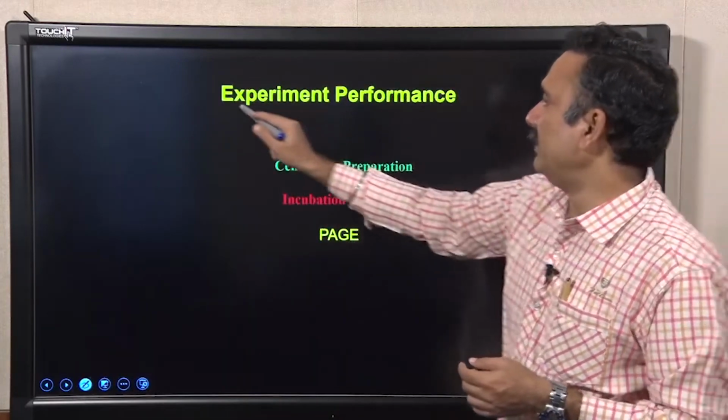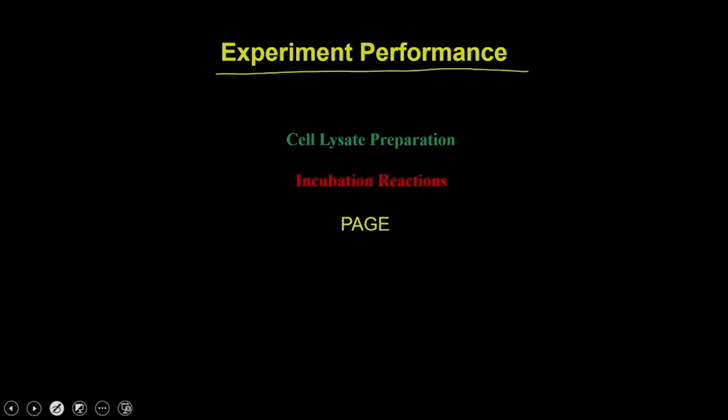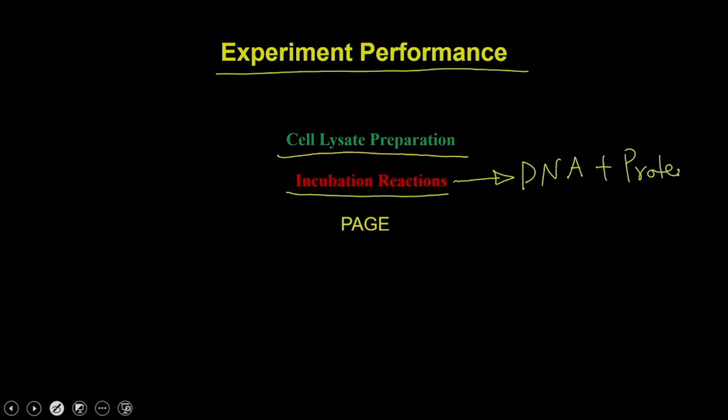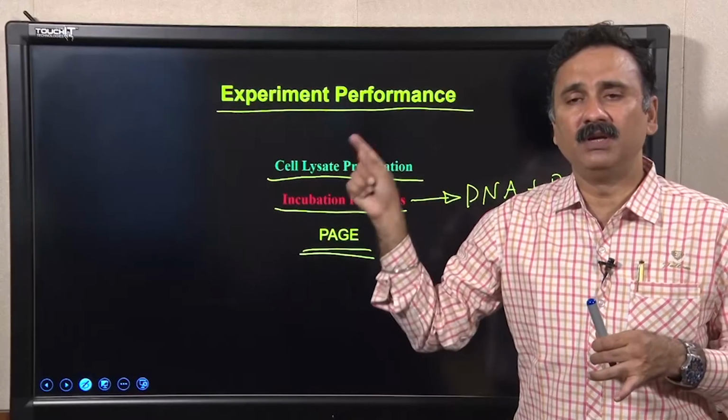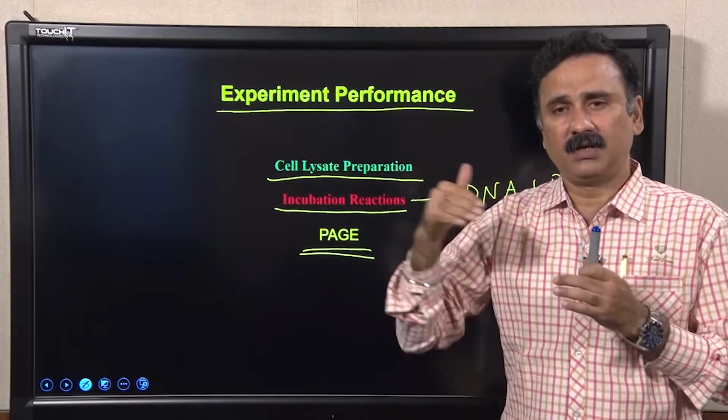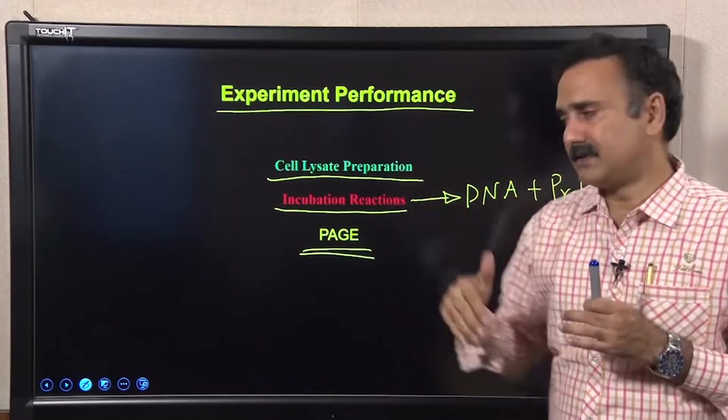So, for performing this experiment, what are you supposed to do? You have to first prepare the cell lysate, then do the incubation reactions where you incubate the DNA plus the protein, and then you run the polyacrylamide gel electrophoresis, which gives you the resultant retardation of the DNA bands.